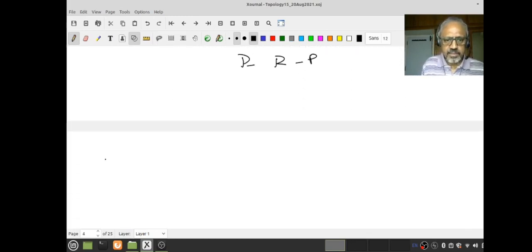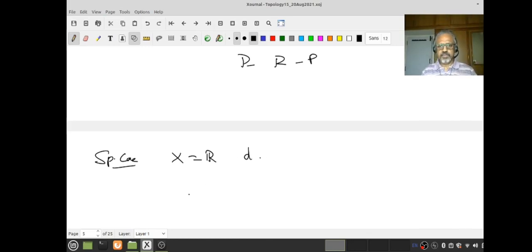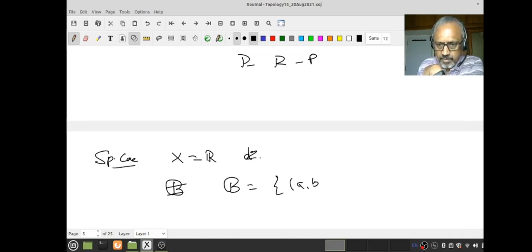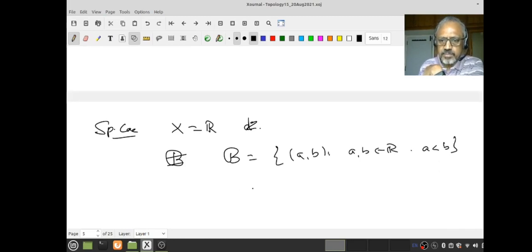Alright, let's look at yet another special case. Take X equal to R with the standard metric space. So, standard metric, the absolute value metric. Then I have my B1. Let us look at this. This B is the standard collection (a, b), with a and b in R, and a less than b. This is a basis.